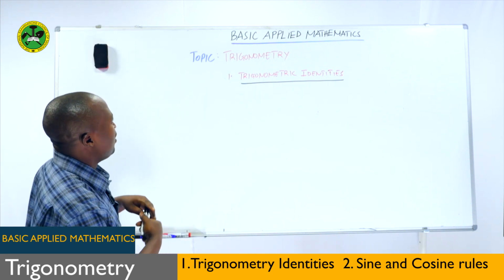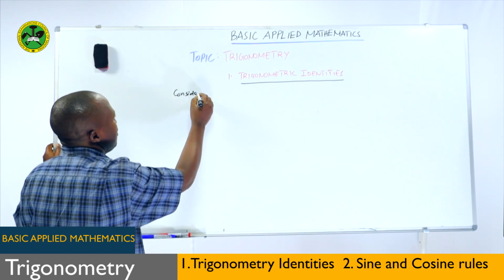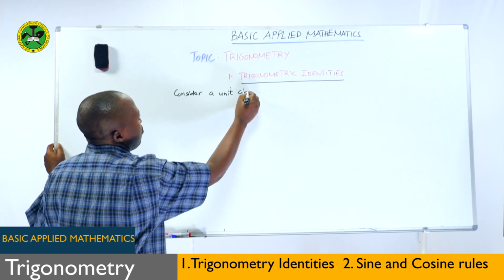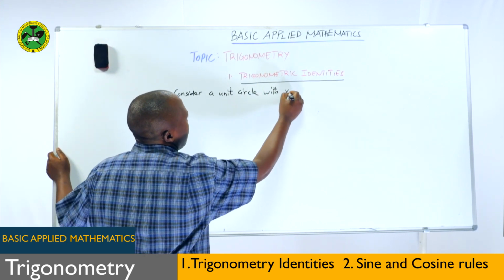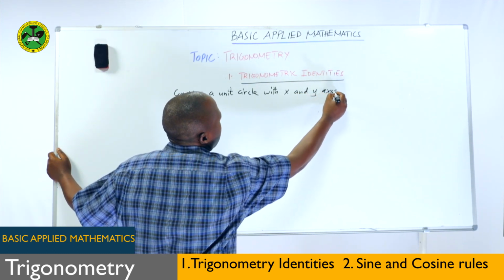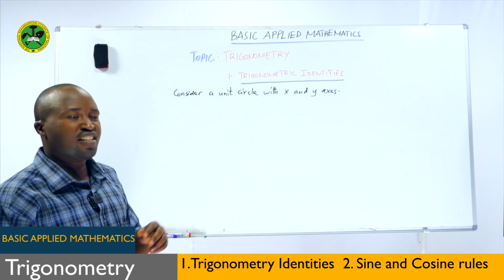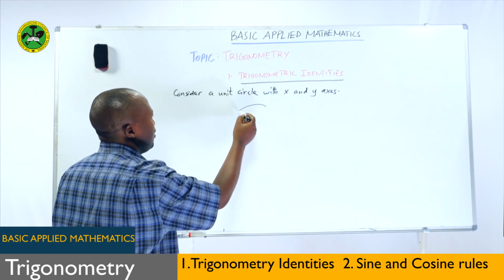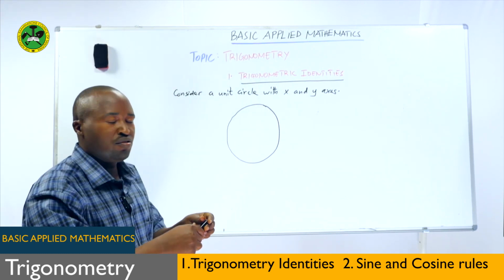Now, students, consider a unity circle with x and y axis. Here we're going to consider a unity circle with x and y axis. Let us make a sketch here. This is our unity circle.